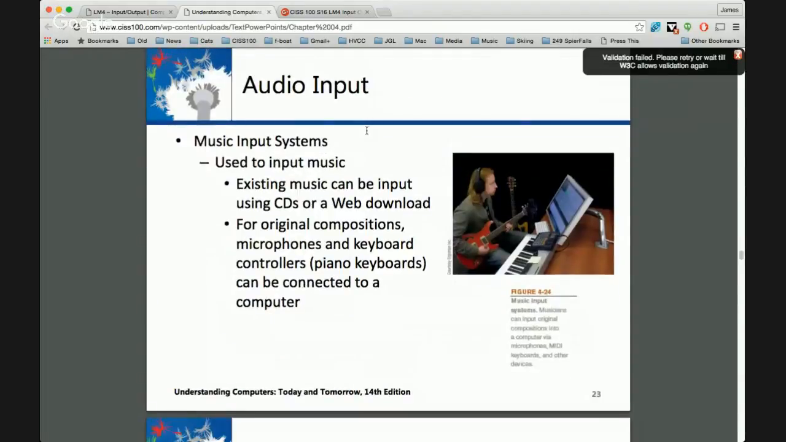Music input. I know we have a couple musicians in here. And again, with music input, we do have the need for that analog to digital conversion. Music also has a musical interface for digital, a MIDI implementation as well, which is much shorter, and I won't go into it much here.